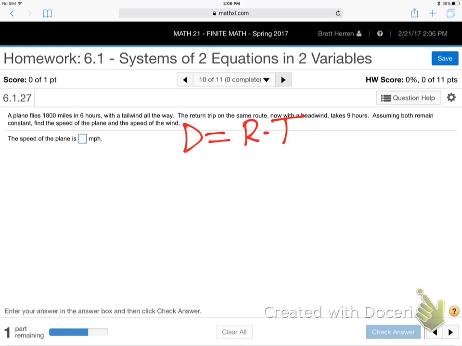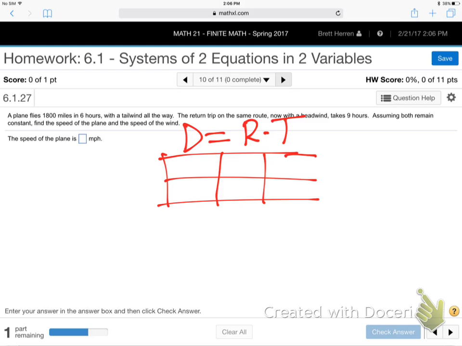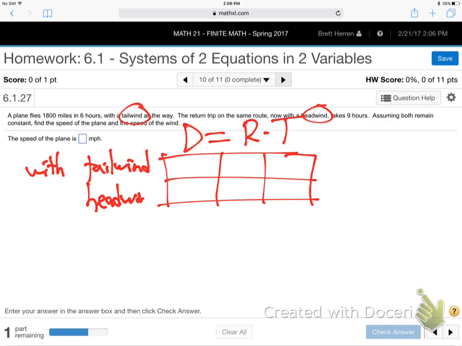So distance equals rate times time. All right, let me put some boxes underneath these things, at least the way I teach it in algebra. Basically, the whole thing is we have a tailwind and a headwind. You know how that works, right? When the wind's blowing from behind, it helps. When you're going against the wind, it slows you down. So tailwind, in other words, it's with you, it's helping. And headwind, it's against you, slowing you down.